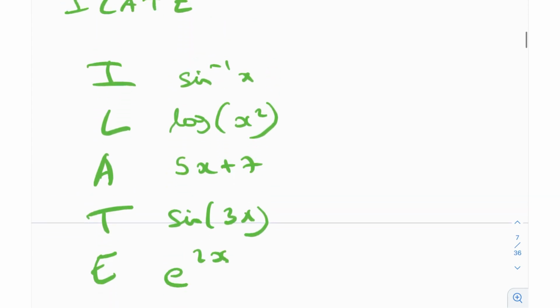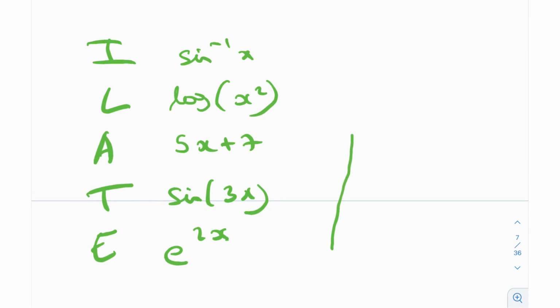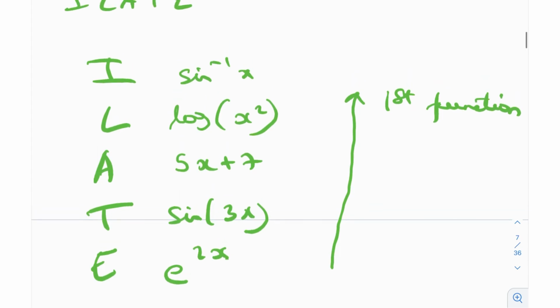And how do you choose the first function? So this is the priority order. Whenever in the question you see an inverse trig function, that will by definition be the first function. If there is no inverse trigonometric, but there's a logarithmic function, then that becomes the first function.